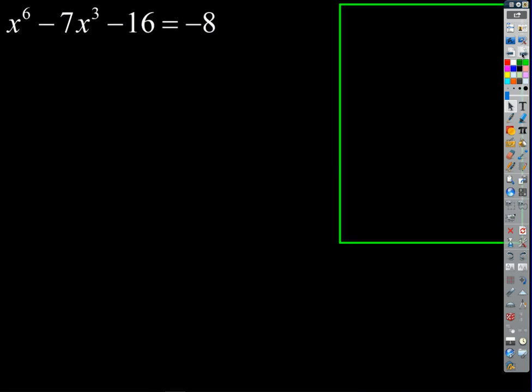Okay, moving on. We do the same thing, only twice. Here, x cubed. So first of all, we'll put it into standard form. You're getting the hang of this. So we add 8 to both sides.